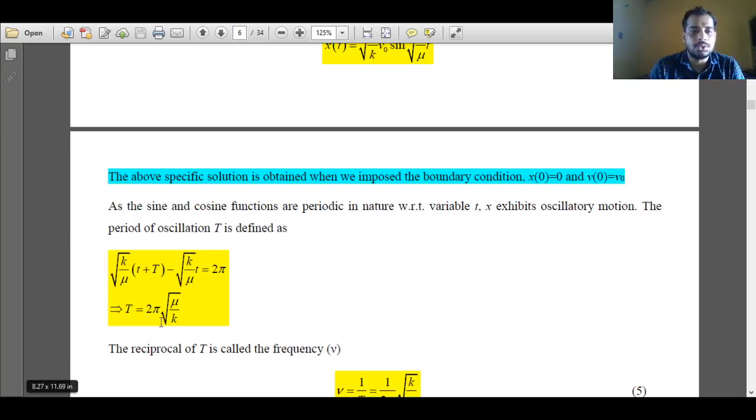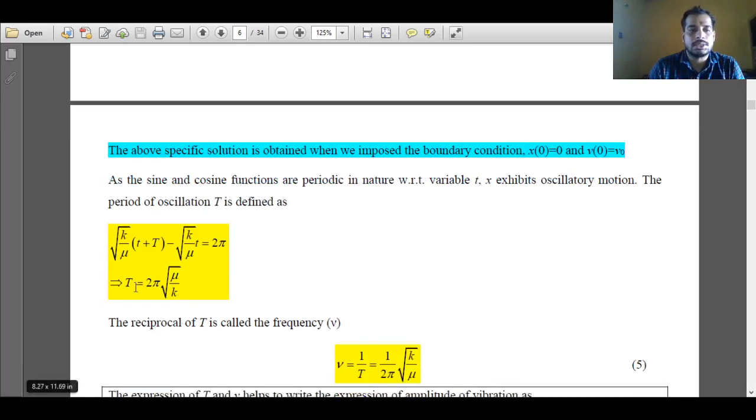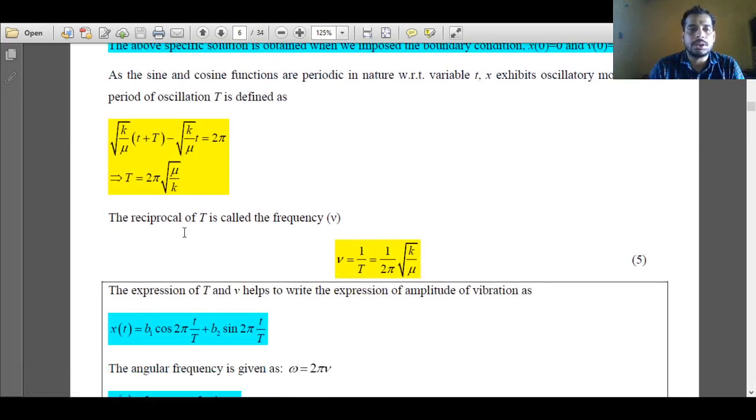The period of oscillation is equal to 2 pi root over mu over k. So this is my period of oscillation. If I take the reciprocal of the period of oscillation, I'll get my frequency of oscillation, the frequency of vibration of a harmonic oscillator, which is given as 1 over T. What is T? That is the period of oscillation, and we have obtained T as 2 pi root over mu over k. So if I substitute the T value, I am getting my oscillation frequency. Frequency of oscillation is 1 over 2 pi, root over of k over mu.